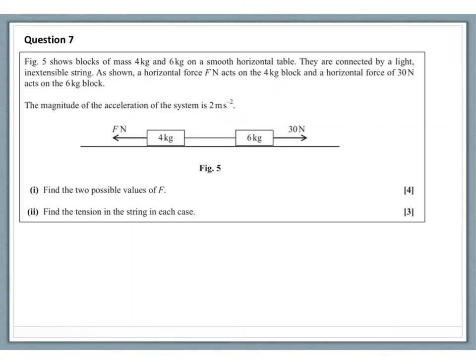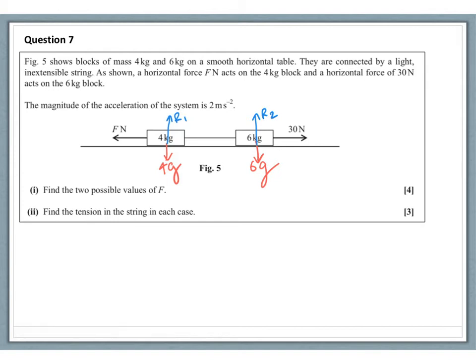Question 7. We've got blocks of mass 4 kilograms and 6 kilograms on a smooth horizontal table. Here is the weight of the 4 kilogram block acting downwards, and the weight of the 6 kilogram block acting downwards. Now, each of these will experience a normal reaction force of the ground pushing upwards on them. They are different objects. They will have different reaction forces. It is important that we label them correctly like that.